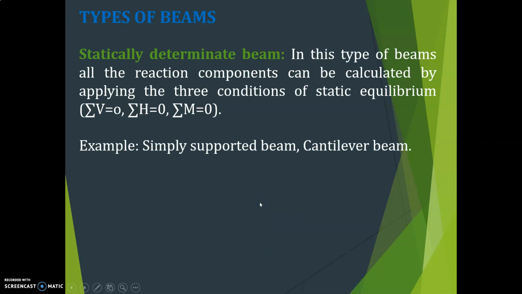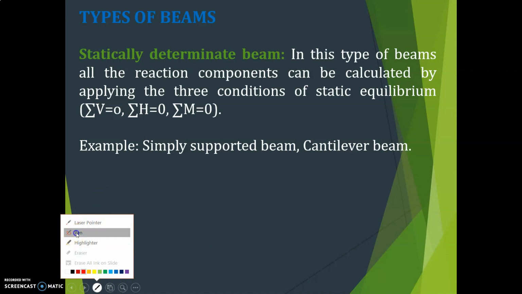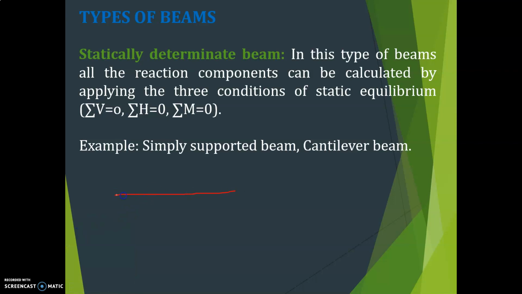Okay, for example, simply supported beam. Now let us take one simply supported beam. Suppose I'll consider one simply supported beam. How many reactions here? This is, suppose, a roller support. Only one reaction here, VA or RA, and this side also VB or RB.